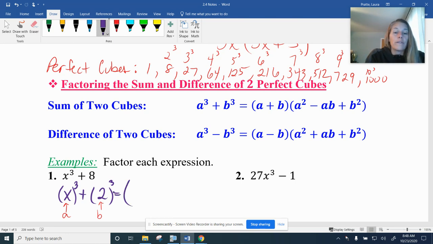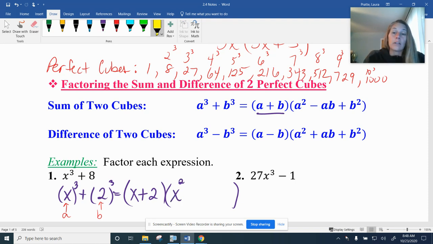So when you go to fill in the binomial portion of your pattern here, it's basically just going to be adding up those two roots, and whatever sign you have in the original problem, which in this case we have an addition sign, is also going to be in that binomial. The trinomial portion of your factorization here, you're going to take that first term, that x, and square it, so it would be x squared.